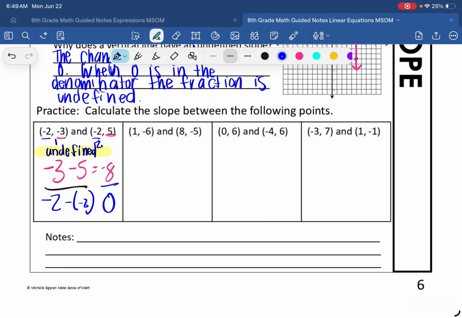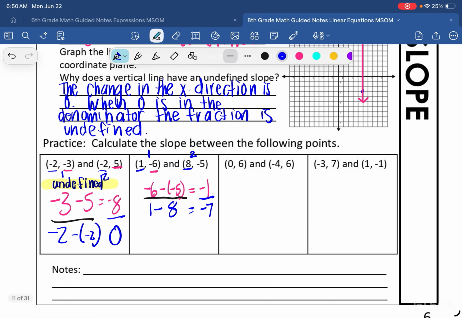1, negative 6, and 8, negative 5. We'll use this one first and this one second. I have negative 6 minus a negative 5. Negative 6 minus a negative 5 is the same as negative 6 plus 5, which is a negative 1 in my numerator. And my denominator is going to be 1 minus 8, which is a negative 7. Negative 1 over negative 7 is the same as 1/7. So my slope is 1/7.